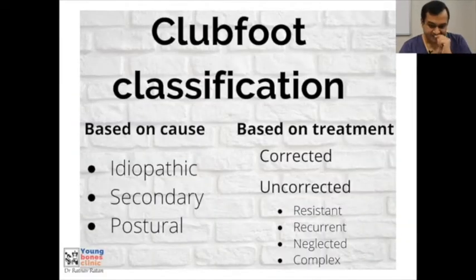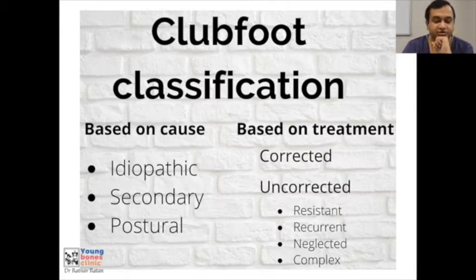If you go to the classification of clubfoot, it can be classified based on cause and based on treatment. Based on cause is the commonest classification which we use. It can be idiopathic, which is the most common type, secondary, and the postural type. Idiopathic type is where clubfoot is the only deformity which is seen, and otherwise the child is completely normal. There are no associated anomalies in the child.